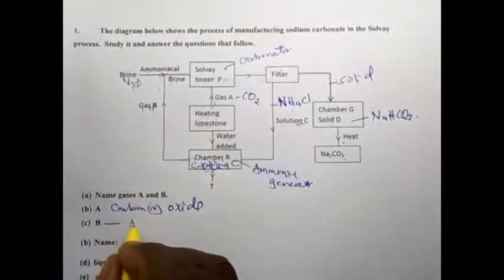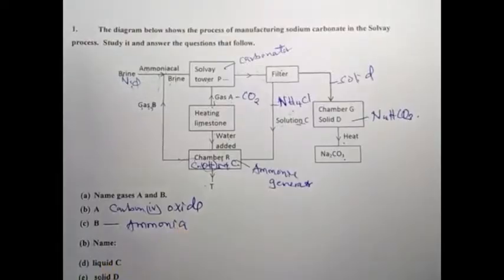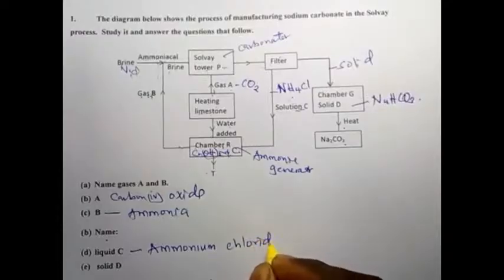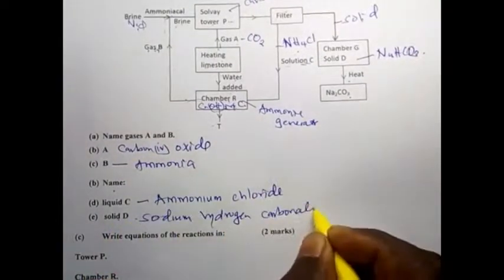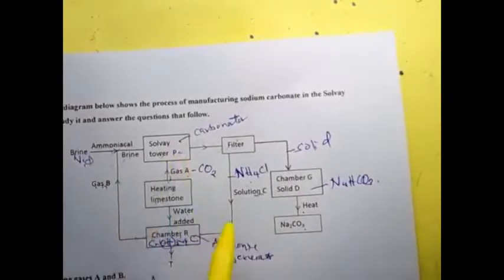Gas B is ammonia gas. Name the chloride. Solid D. Write the equation for the reaction in tower B. Tower B is the carbonator.